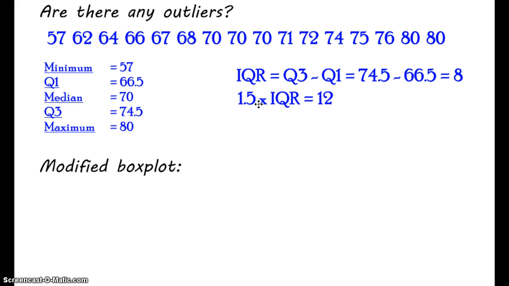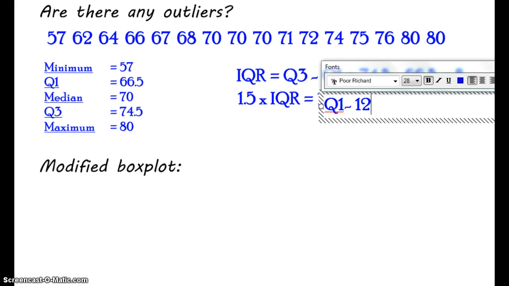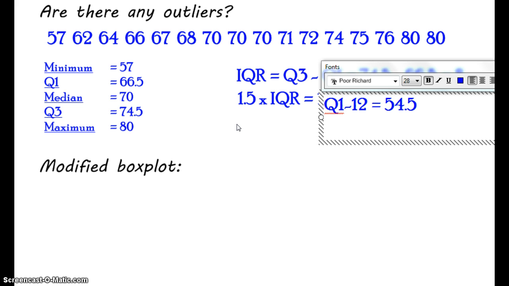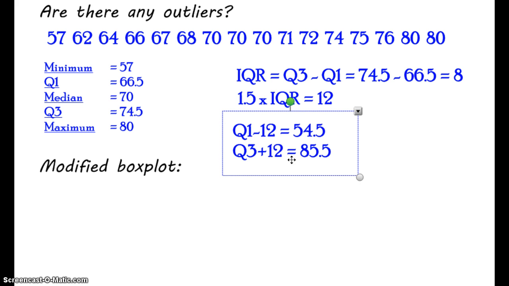which is 8 times 1.5. If I now subtract 12 from Q1, so Q1 minus 12, that is 66.5 minus 12, and we get 54.5. And then if I were to add 12 to Q3, which would be the 74.5 plus 12, then I get 86.5. And these are going to be the boundaries that help us determine whether or not we have outliers.